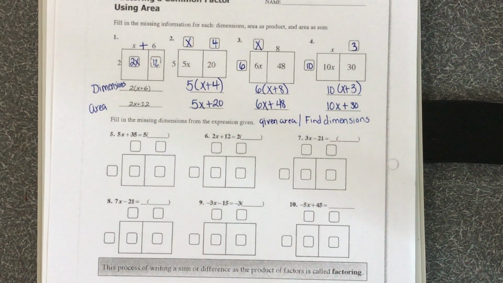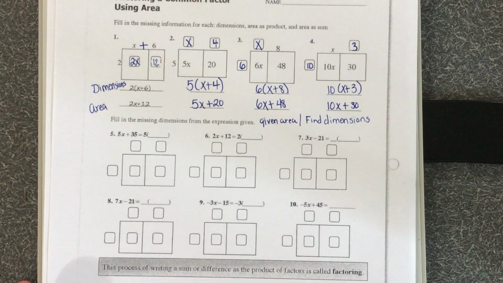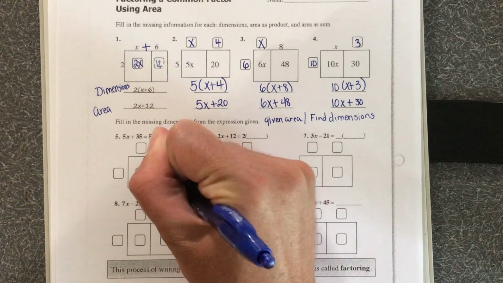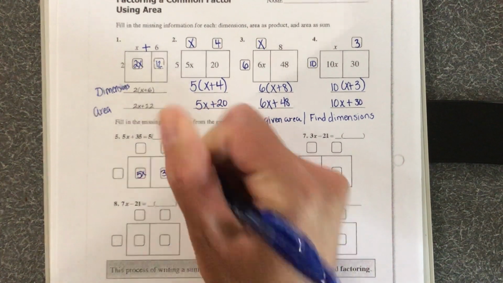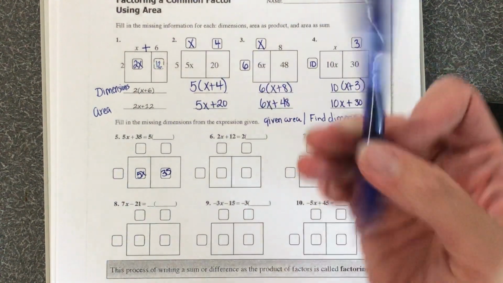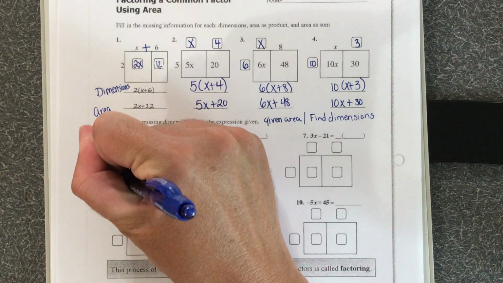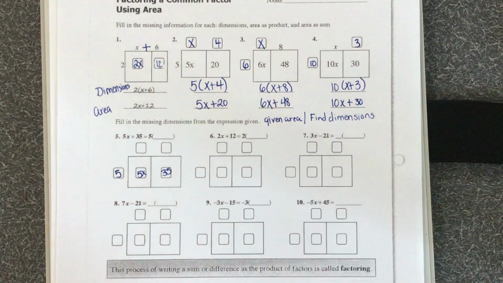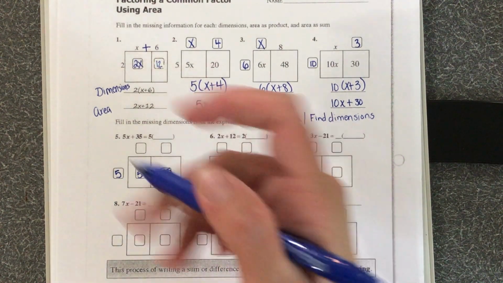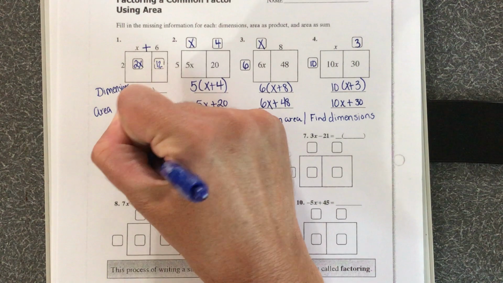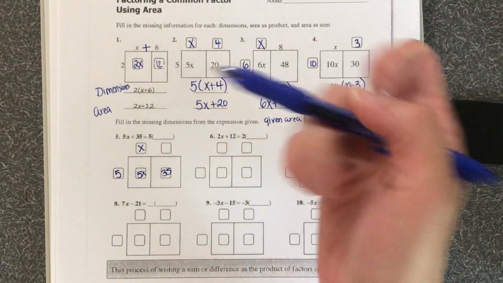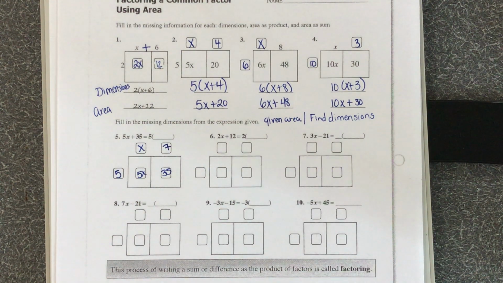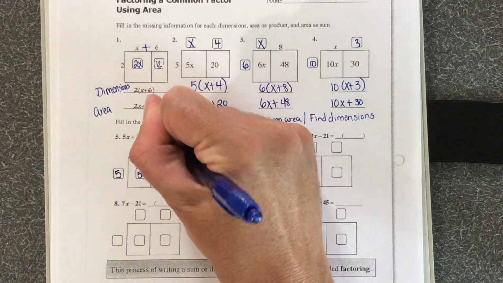So in this rectangle, I have a total area of 5x plus 35. So here's my 5x, here's my 35. Now they did tell me that I have a height of 5. So if I have a height of 5, then what has to go here? 5 times what is 5x? 5 times x. 5 times what is 35? 5 times 7. So my missing dimension is x plus 7.